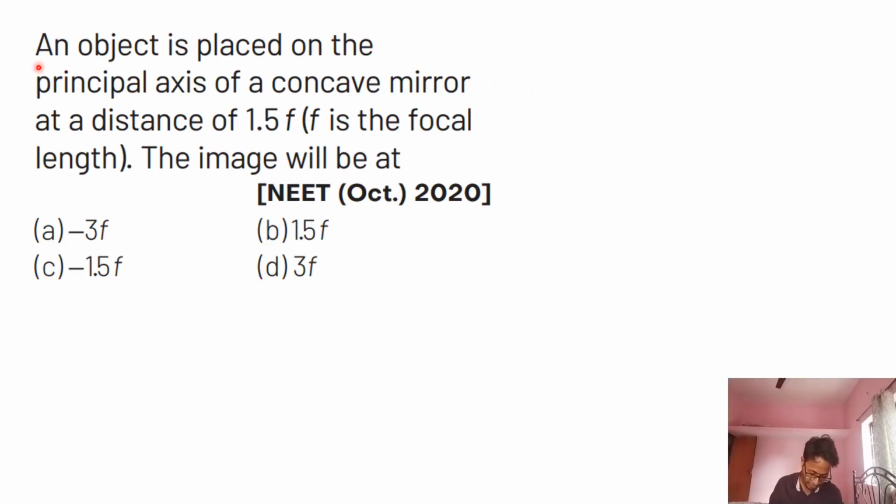So now let's look at the question. The object is placed on the principal axis of a concave mirror at a distance of 1.5 f, where f is the focal length. The image will be at... So what the question is saying is, there is a concave mirror, and this is the focus. Now the object is kept at 1.5 times focus. Here is the object of our concave mirror. The image will be at. That means the question has assigned this side as positive and this side as negative.